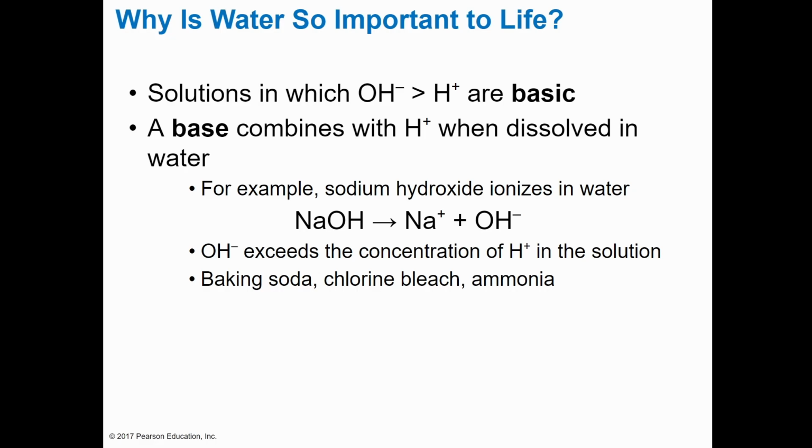A base is the opposite of an acid. It's a solution with more hydroxide ions than hydrogen ions. Another term for something that is basic or a base is alkaline. And a good example of a base is sodium hydroxide. When sodium hydroxide is dissolved in water, we get a sodium or Na plus cation and a hydroxide or OH negative ion. And here we're going to have more hydroxide ions, and their concentration will exceed the amount of freely floating hydrogen ions in the solution. And so this makes this solution a base. Baking soda, different types of soap, things like bleach and ammonia are examples of alkaline substances or a base.